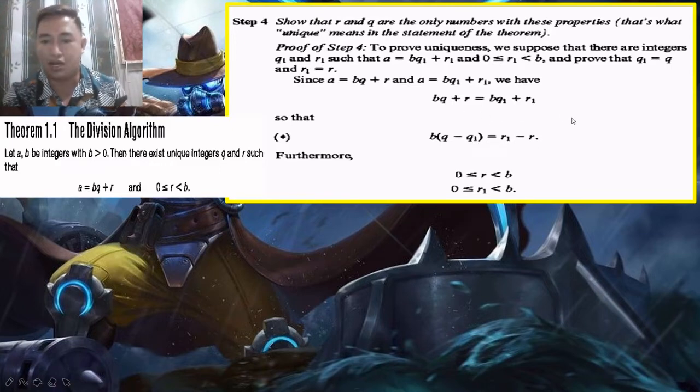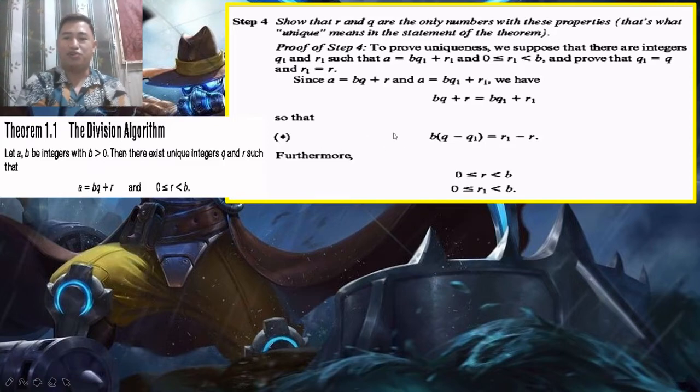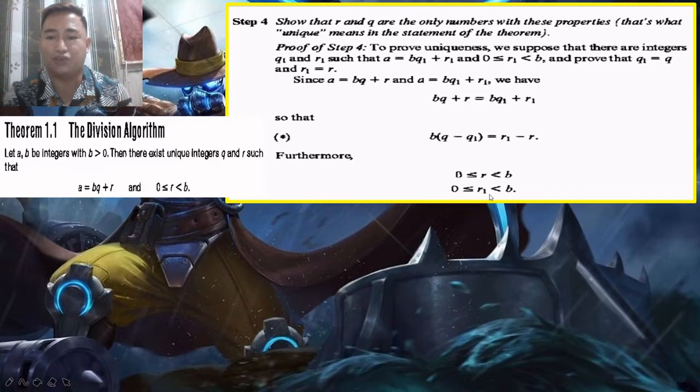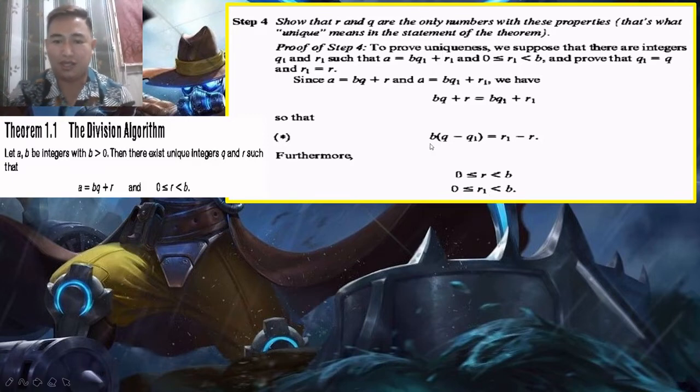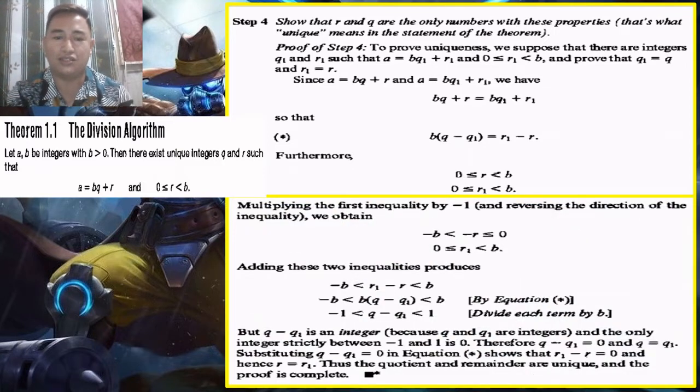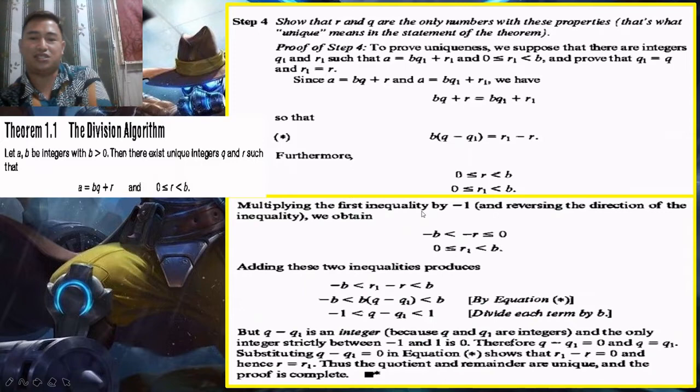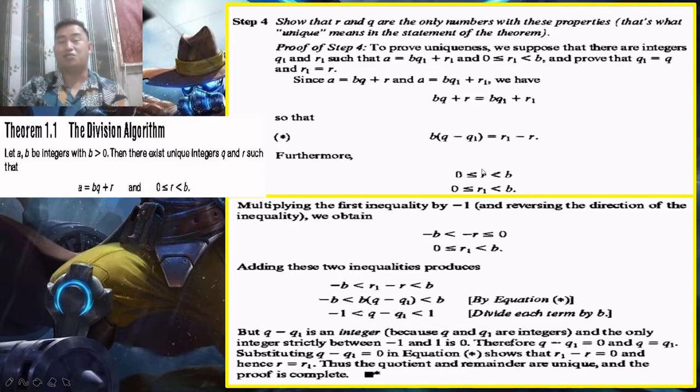So, minus R. Furthermore, class, the R and R1 are in between zero and B, and they can also be zero, that is why there is an equal sign, less than or equal. So, multiplying the first inequality by negative 1, we multiply by negative 1, and the inequality sign flips.